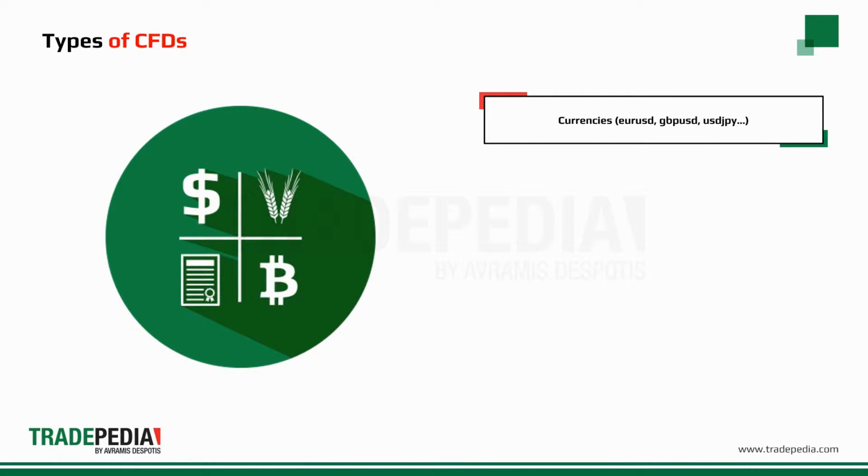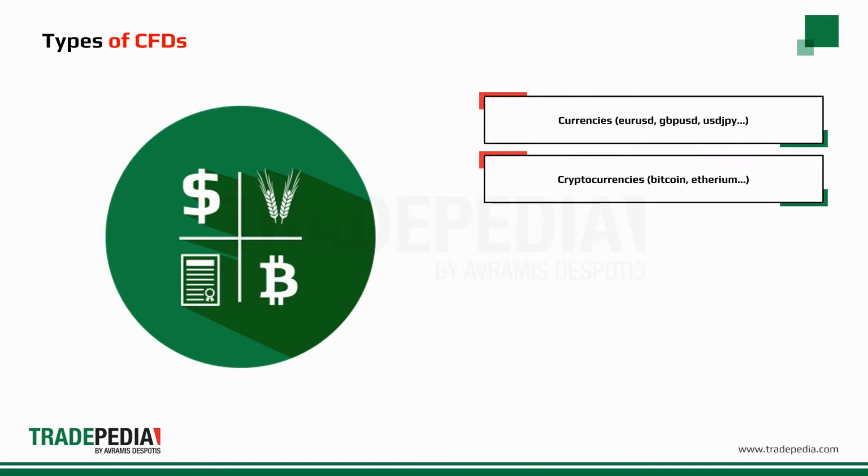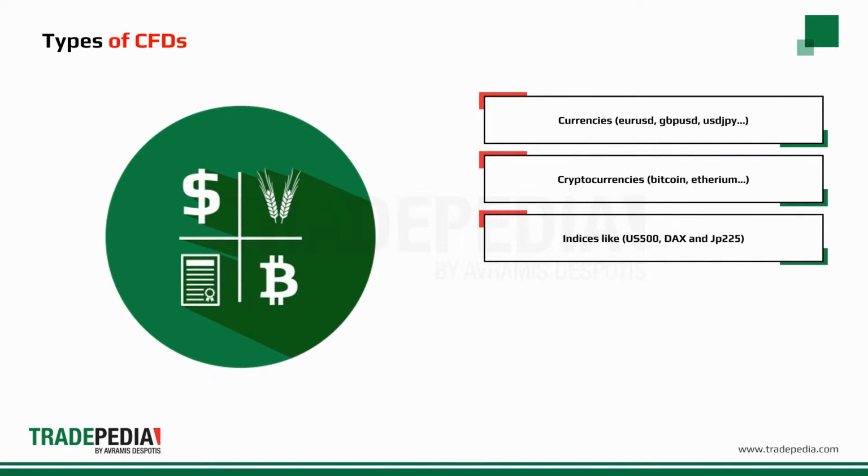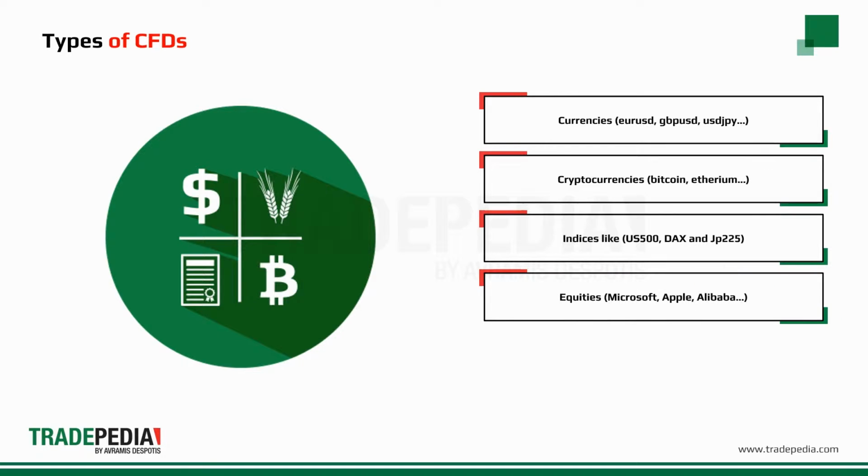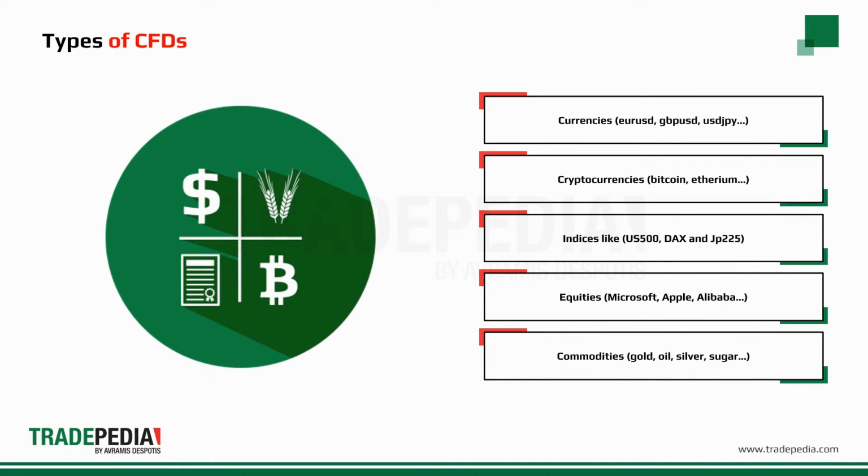Contracts for differences exist for currencies like Euro USD, GBP USD, and USD JPY, cryptocurrencies like Bitcoin and Ethereum, indices like US 500, DAX, and JP225, equities like Microsoft, Apple, and Alibaba, commodities like gold, oil, silver, and sugar.